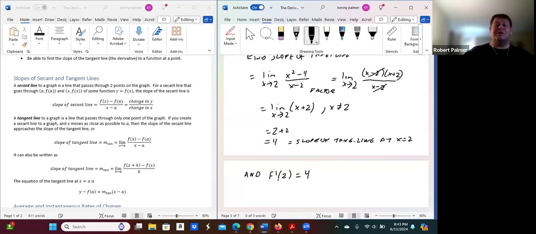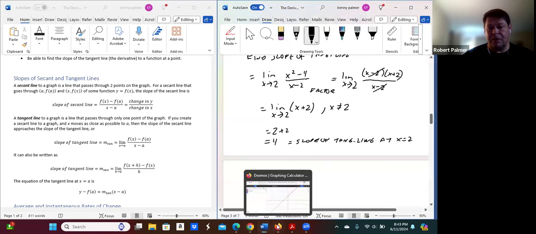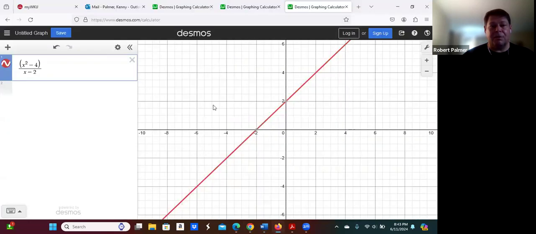That's equal to the derivative of the slope of the tangent line. Notice that's what we saw in both examples. Let's go back to Desmos really quickly, to the examples I just showed you. There we go. Let's go back to these.